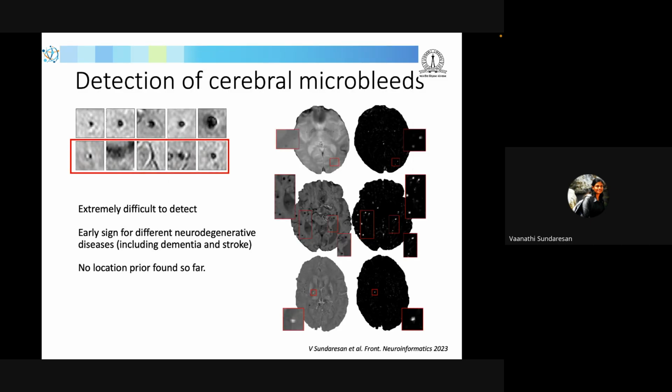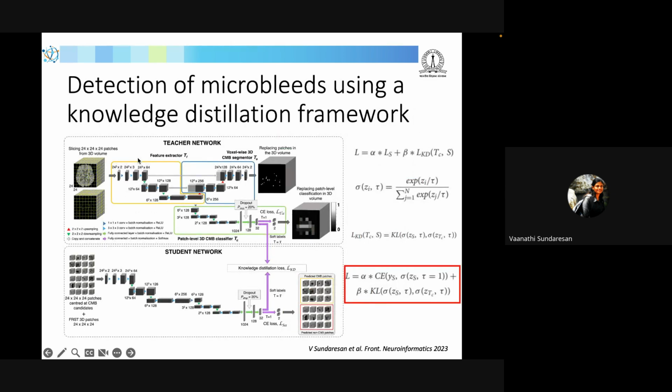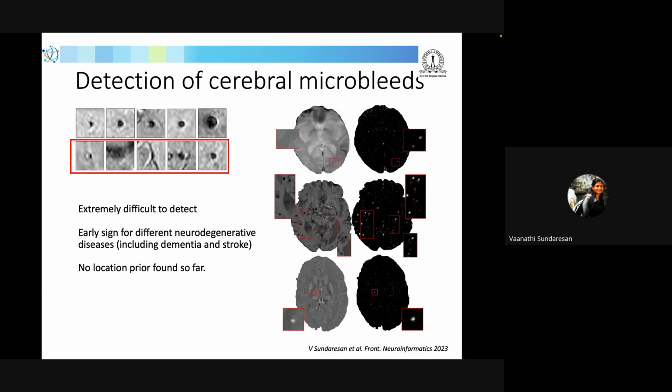Microbleeds, as the name suggests, are very small lesions, right? You can see these are the actual microbleeds, and these are some of the mimics that look like microbleeds. You can barely tell the difference, which makes the whole task very challenging, and they are extremely difficult to detect because of this.